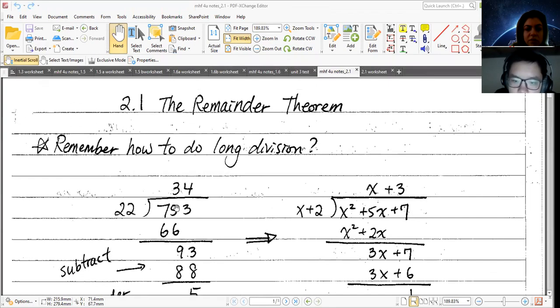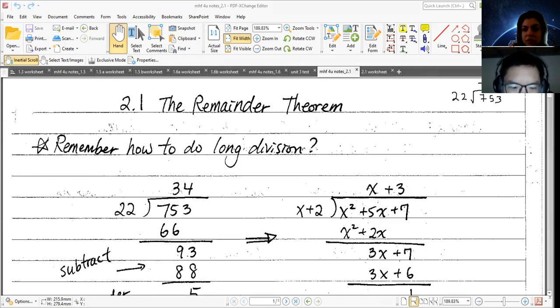So you know how to divide two numbers. I'm gonna just review that. Let's say you have 753 divided by 22. First, you will check how many 22 is in 75.